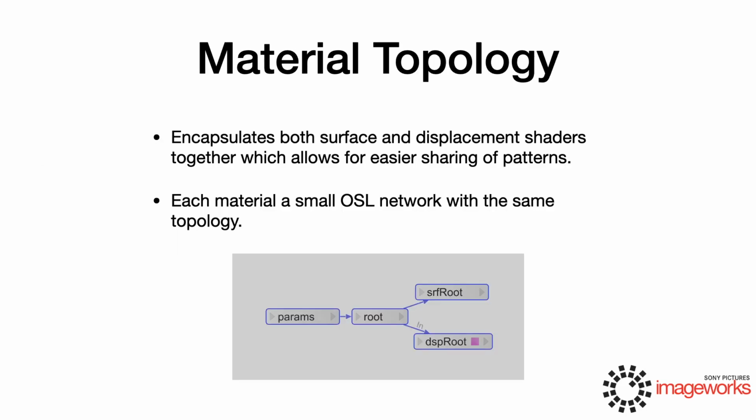A material provides both the surface and displacement shader to the renderer, but the user is not aware of the two separate pieces because it's presented as a single monolithic interface. The materials themselves are a small network of OSL nodes, and they all have a very similar topology, and here we can see a slightly simplified example. The params node is the only node that differs per base material as it provides the material-specific logic. The central root node defines the material elements that are common to all materials, such as coatings and AOVs, and the surf and disp root nodes are responsible for taking the accumulated material data and constructing the surface and displacement shader outputs that the renderer expects. The connections in this network are the UberData struct, which we'll see next.